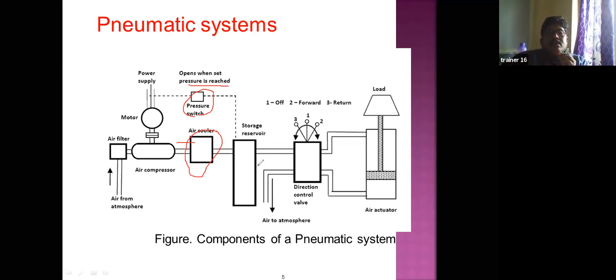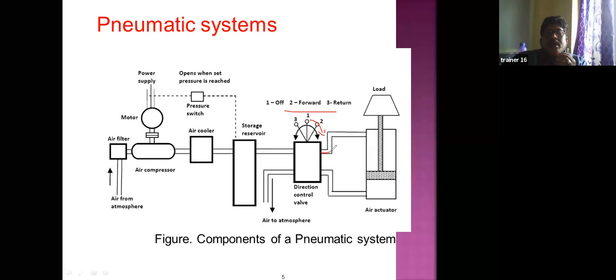Next, see here, the compressed air stored in the reservoir is sent to the directional control valve. Same procedure. See here, one is the off condition, the second one is forward and the third one is return, according to our consideration. If you go for two return, three forward, anyway you can go for it. And in this directional control valve, when you press in this direction, it comes to position 2, that is forward.